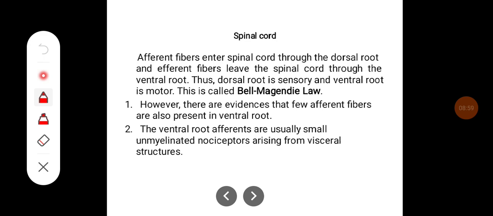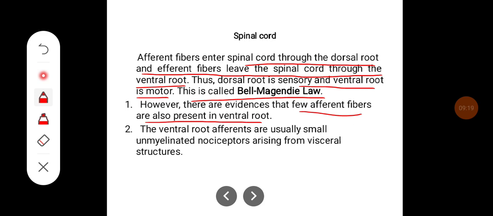The afferent fibers enter the spinal cord through the dorsal root and efferent fibers leave the spinal cord through the ventral root. Thus, the dorsal root is sensory and the ventral root is motor. This is called the Bell-Magendie law. However, there is evidence that a few afferent fibers are also present in the ventral root, and the ventral root afferents are usually small unmyelinated nociceptors arising from visceral structures.